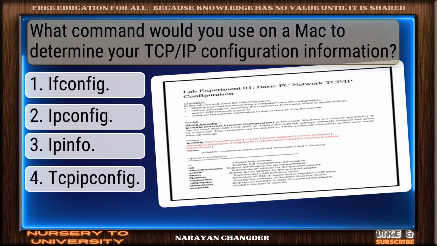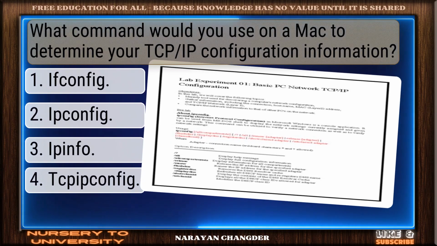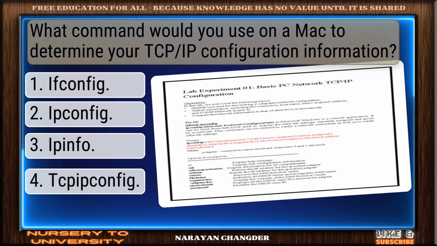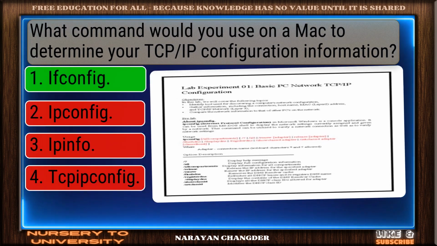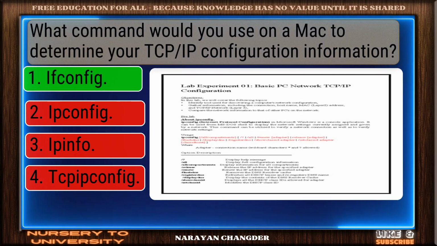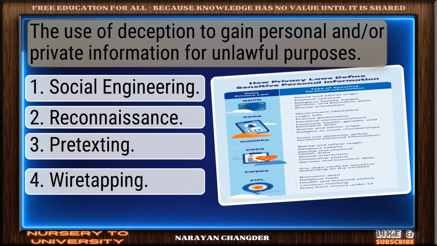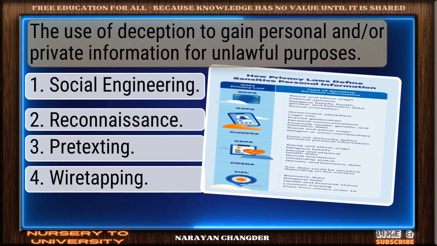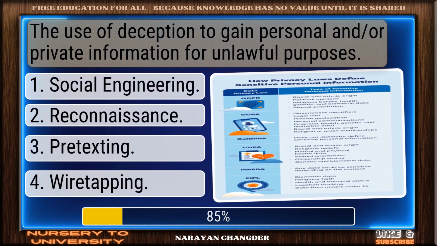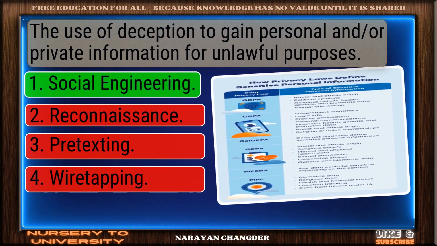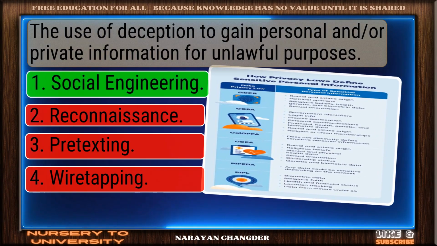What command would you use on a Mac to determine your TCP/IP configuration information? Exactly. ifconfig makes sense. The use of deception to gain personal and/or private information for unlawful purposes. Well picked. Social engineering is correct.